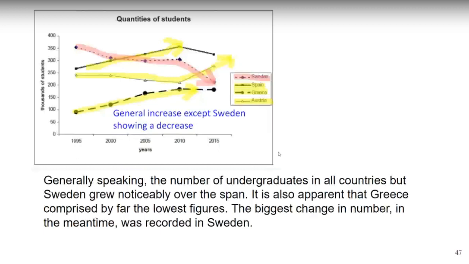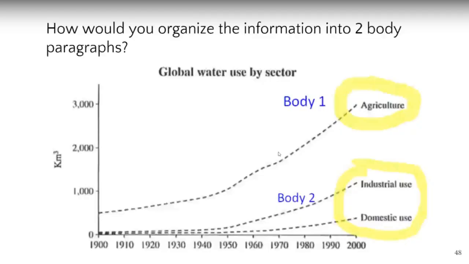All right, now let's move on to the next part. Let's talk about the organization. How would you organize the information into two body paragraphs? Mostly you have to organize body paragraphs according to the differences and similarities. As you can see, there's a big difference between agriculture and industrial use and domestic use. So what we should do is talk about agriculture in body 1 and talk about industrial use and domestic use in body 2. Why? Because these two are similar to each other. They have lower numbers compared to agriculture. Agriculture is a lot different. So we talk about agriculture in body 1, and body 2 is for the rest.